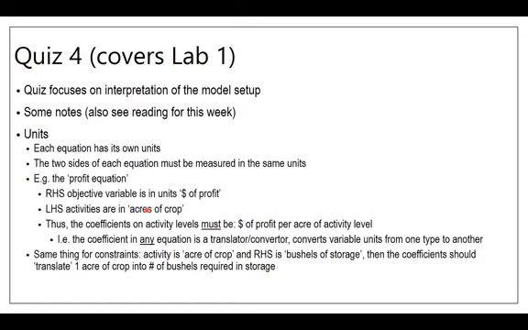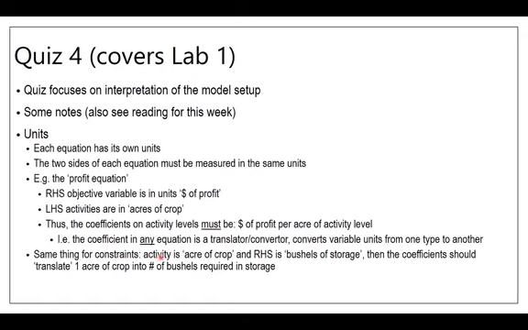That's the translation that's being done. So the left-hand side activities being measured in acres of a crop means that we need a coefficient that multiplies those activity levels, and that coefficient must have these units. It must be a translator, or a converter, that takes the activity level units of an acre and converts those into dollars of profit. And so that unit would be dollars of profit per acre of activity level. And that's what those coefficients are. In other words, the coefficient in any equation is this translator or converter, converting the variable units from one type to some other type that we can use to measure things.